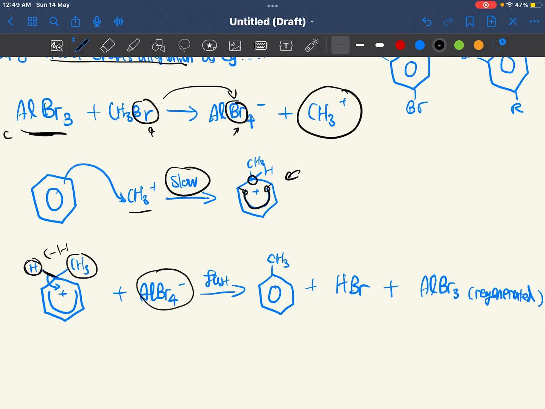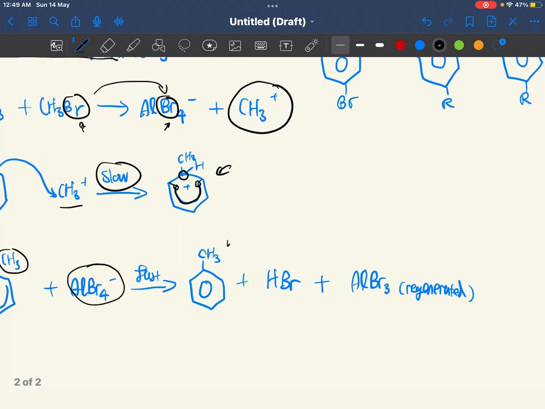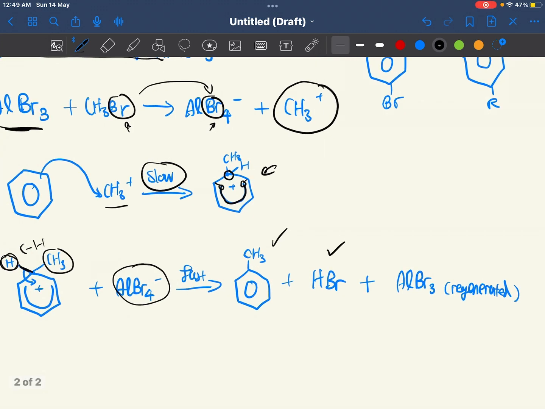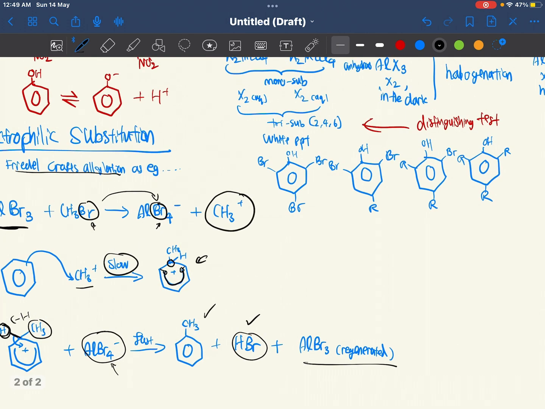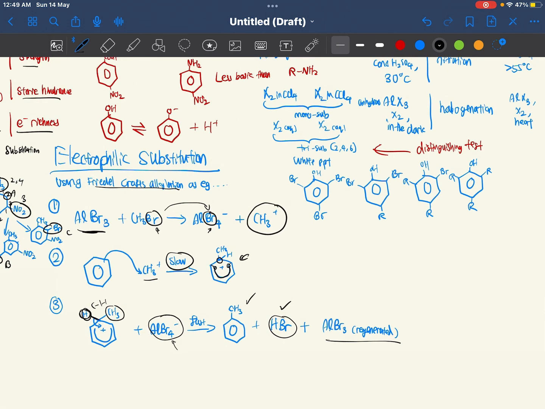Plus my carrier, then I'll get my methyl benzene, and I have my HBr, because the H here and the Br that was originally donated to here is now here, and we have regeneration of our catalyst. So these are the 3 steps.